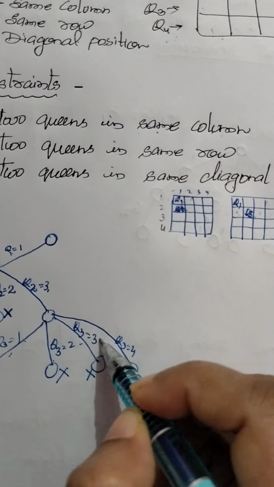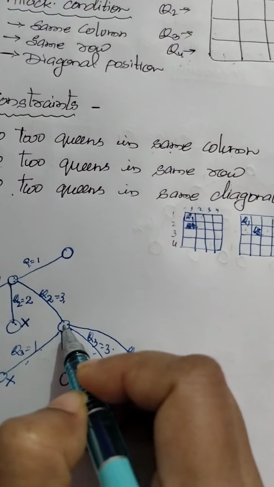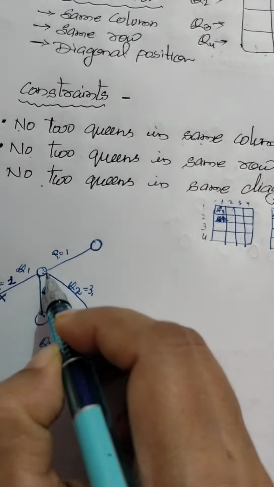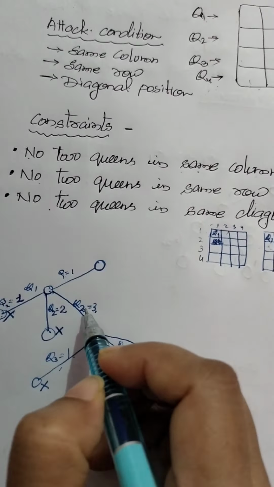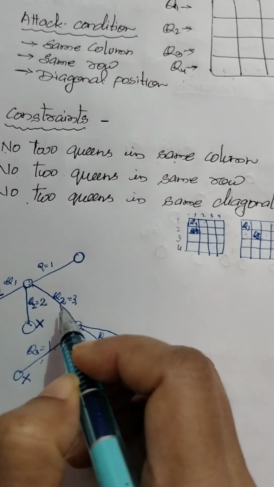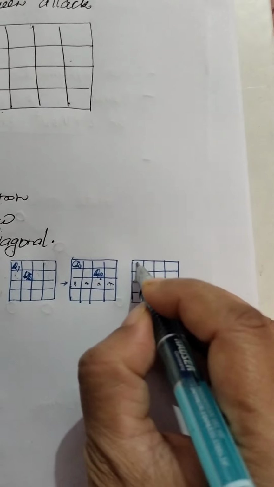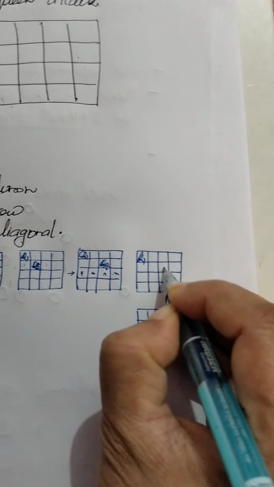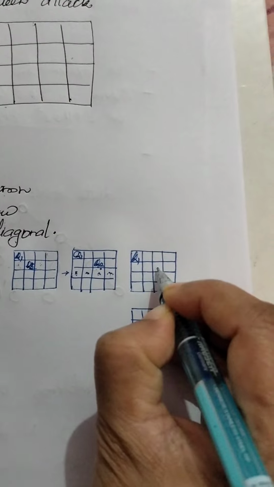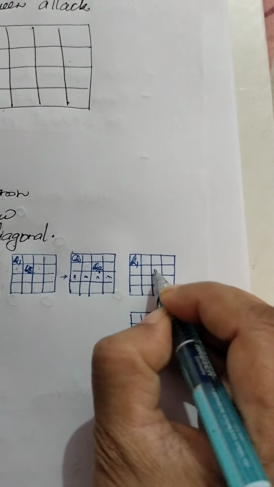First column, second column, third column and fourth column. So we don't have any other option. We go one step back. That means we have to remove Q2 from column 3. Something like that. Q1. We have removed Q2 from column 3. From this column, I have removed Q2.